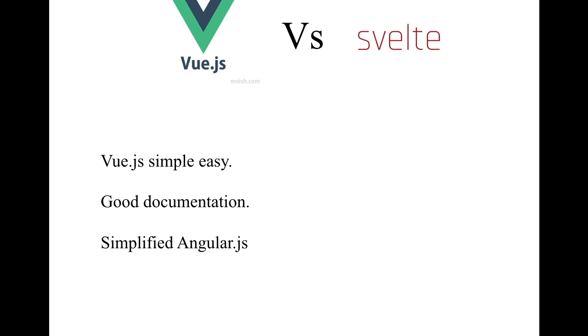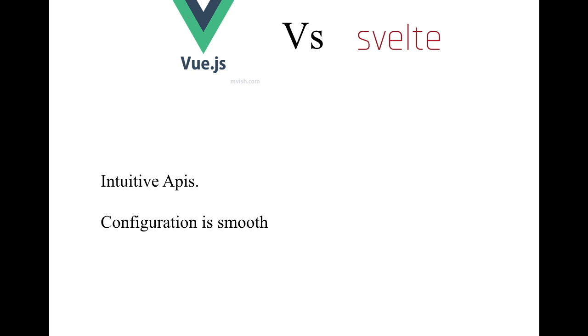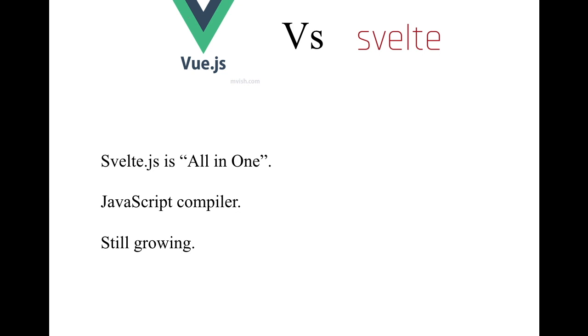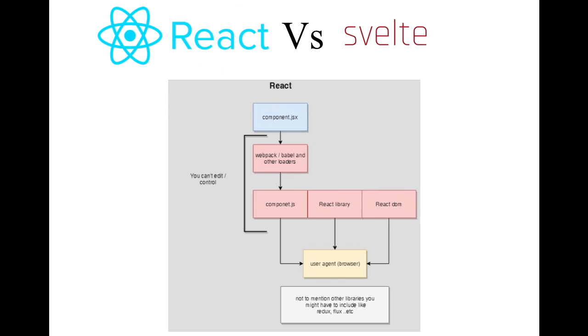Now we're going to compare Svelte with other popular frameworks in the market. First, Vue.js versus Svelte. Vue is easy, reliable, simple, and it has good documentation. It simplifies AngularJS, and it has some intuitive APIs. The configuration of Vue is smooth. On the other hand, Svelte has all of those criteria except a large community because it is still under development. It is a JavaScript compiler to run programs faster and it is still growing.